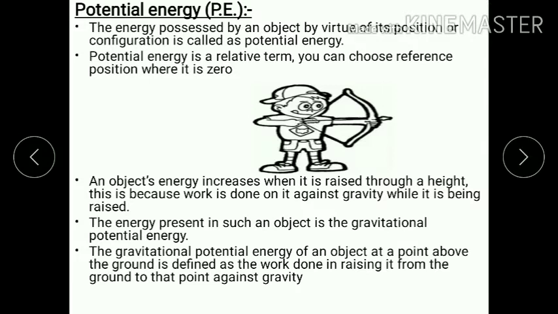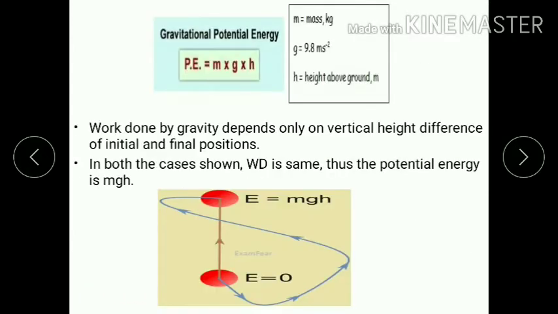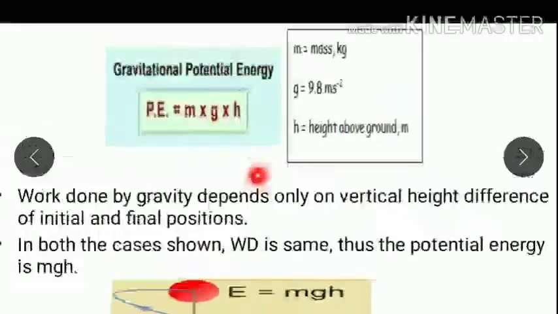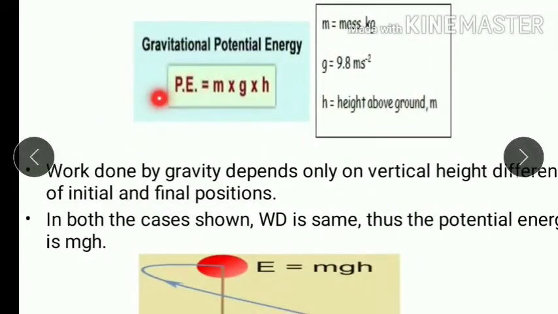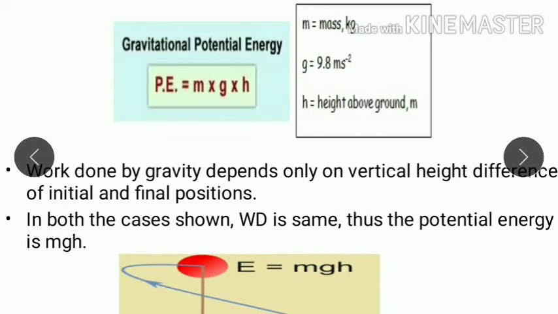Okay, an object's energy increases when it is raised through a height. This is because work is done on it against gravity while it is being raised. The energy present in such an object is the gravitational potential energy. The gravitational potential energy of an object at a point above the ground is defined as the work done in raising it from the ground to that point against gravity. Now, this is the formula of potential energy: PE is equal to mgh, where m is the mass, g is the gravitational acceleration, and h is the height.